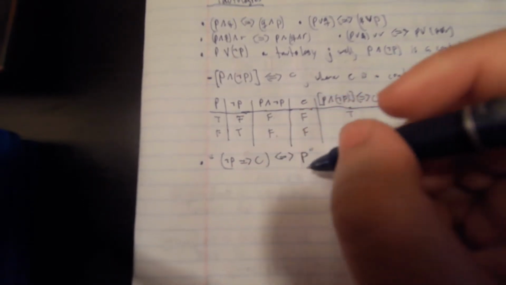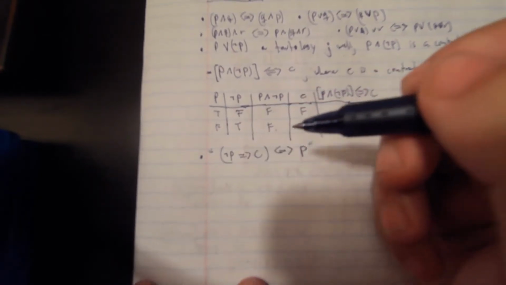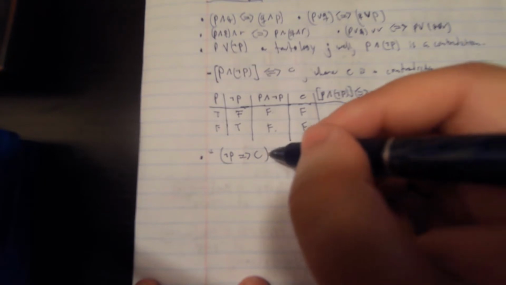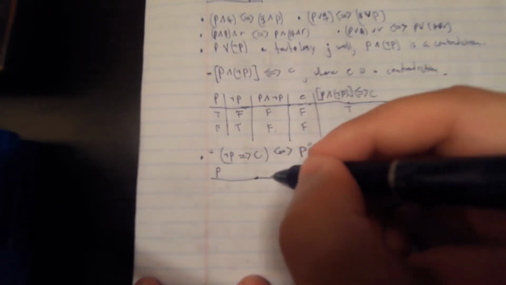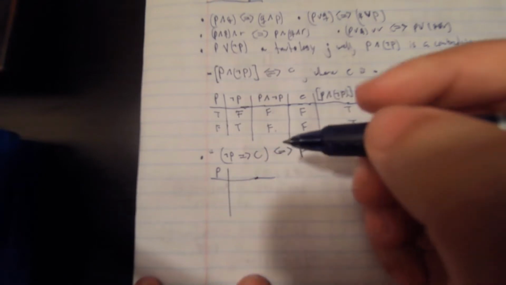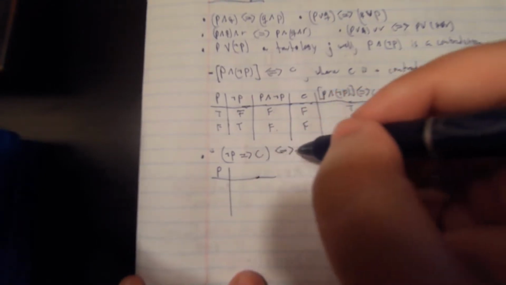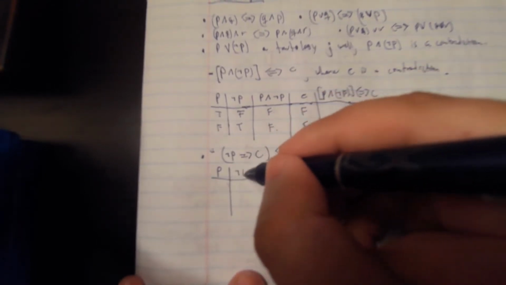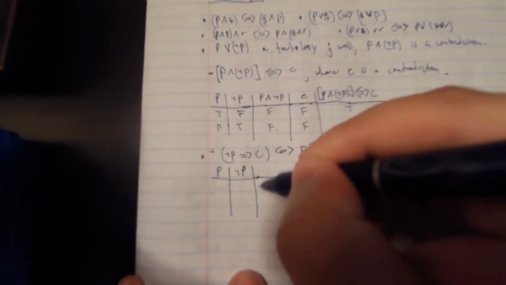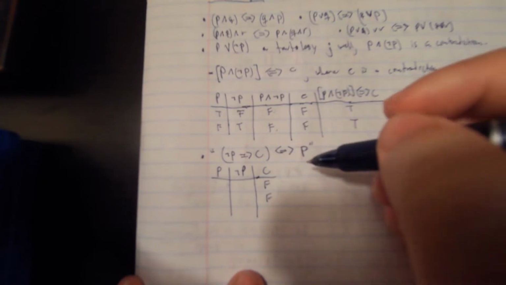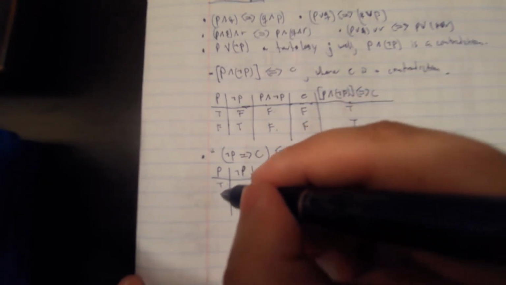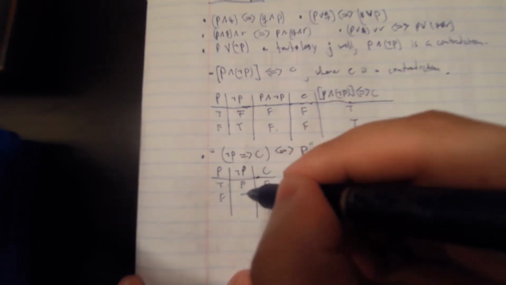So let's do a little table. This is not a complicated table because again, we really only have one letter, P. Why do I say that? Because the other letter we have is not P, and then the other letter is just C, which again is always false because we're assuming it's a contradiction. So if this is true or false, then it's going to be false and true.